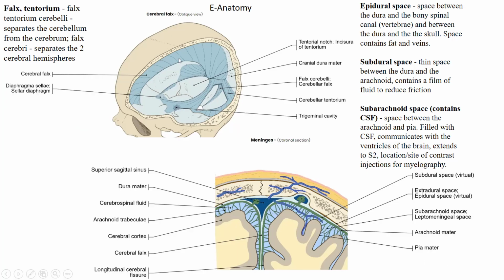This image from e-anatomy shows the falx cerebri and the tentorium cerebelli. This is a separation in the dura mater that separates the two hemispheres in the brain and separates the cerebellum from the cerebrum, and also creates the space for the superior sagittal sinus.